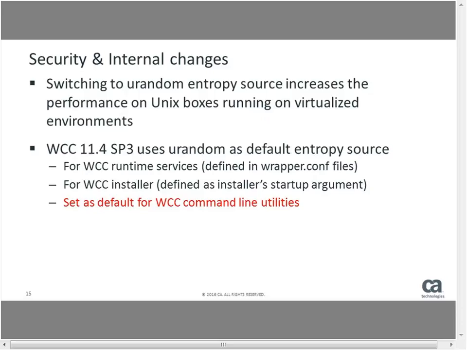So there is a well-known workaround to set the entropy pool to an asynchronous, non-blocking one. In the previous WCC version, we started to deploy default settings for this random generator. In the past version, it was implemented for the WCC application as well as for the installer. And in SP3, we provided it for the command line tools like, for example, WCC config as well. So together with the installer and WCC, the random generator is now used for all WCC parts. The speedup should be visible if you were fighting with performance on virtualized Linux environments.